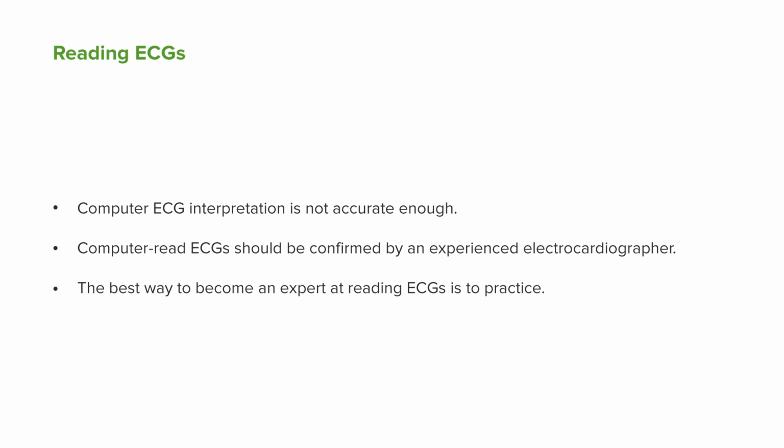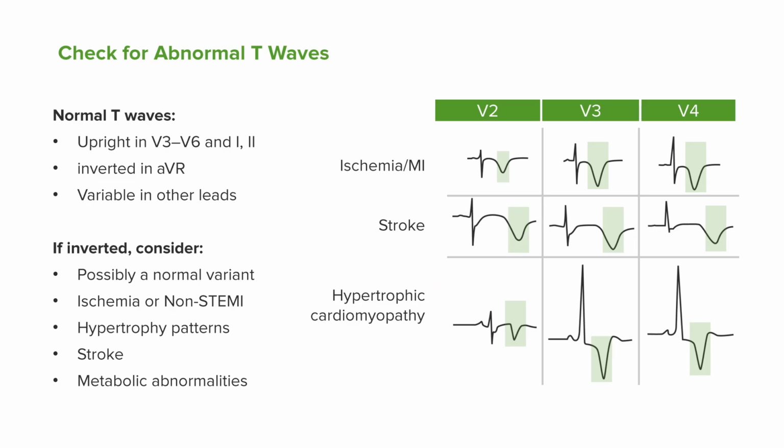So when reading an ECG, the computer ECG interpretations are never accurate. They are accurate for the intervals only, so we can take help from the computer to check the intervals, but we will have to see the ECG ourselves. A computer-read ECG should always be confirmed. The best way is to keep on reading ECGs and practice.